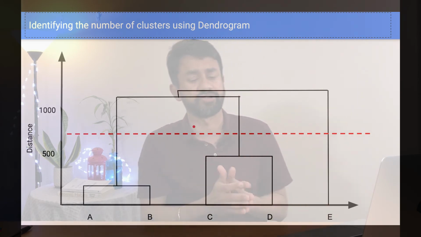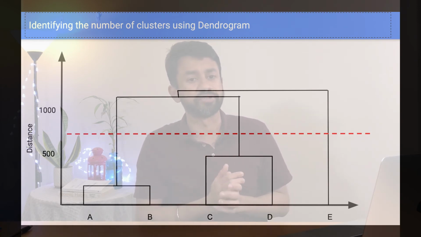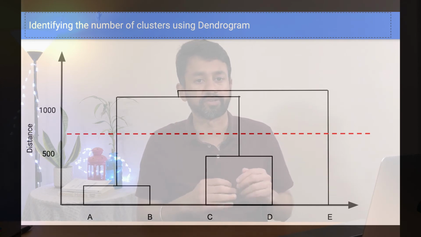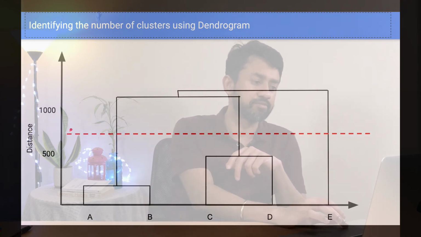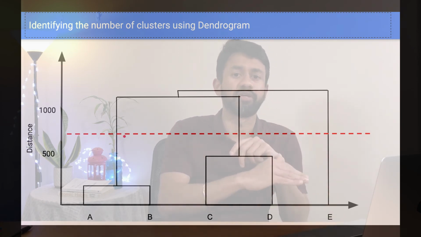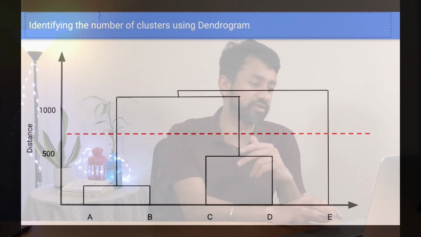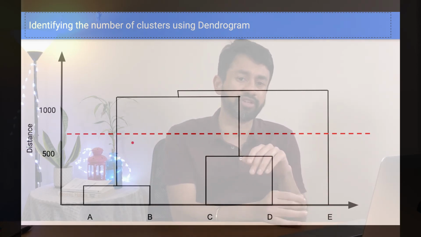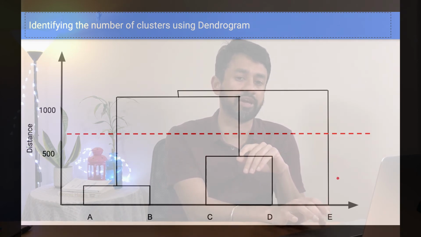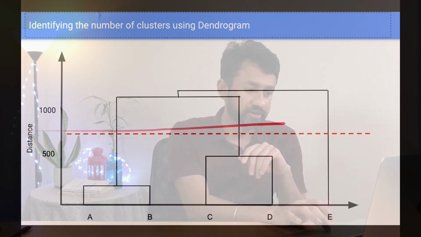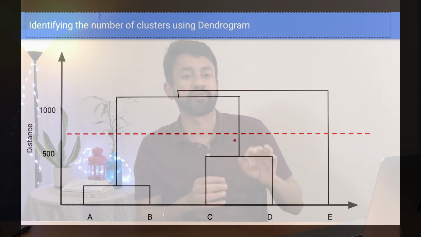So this diagram gives us some information about how the different clusters are working, and it helps us to identify the ideal number of clusters. Here we can move this red line up and down, and then we can evaluate what should be the ideal number of clusters. In this case, it shows that it makes a lot of sense to have 3 different clusters: A, B together, C, D together, and then E separate. And that's why dendrograms are useful, it helps us to identify the number of clusters.